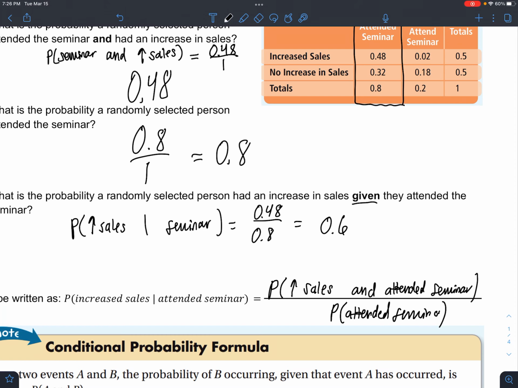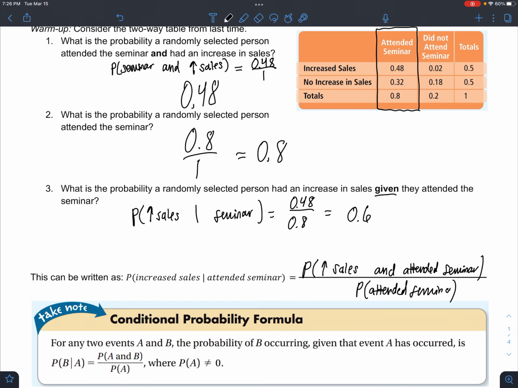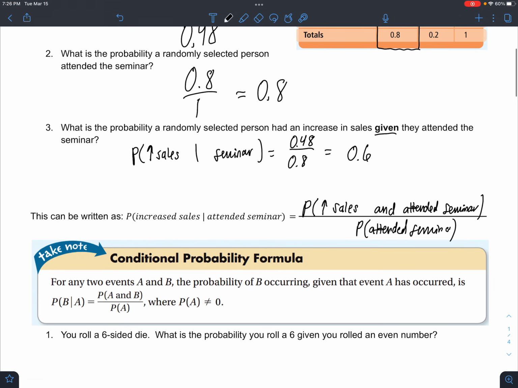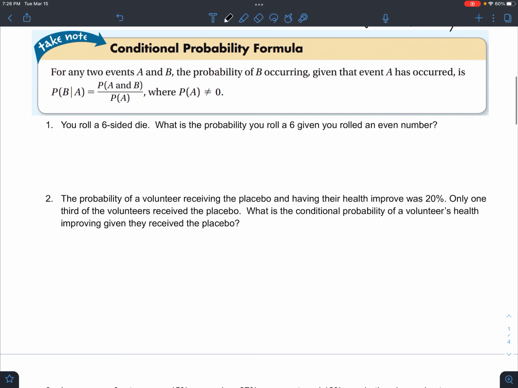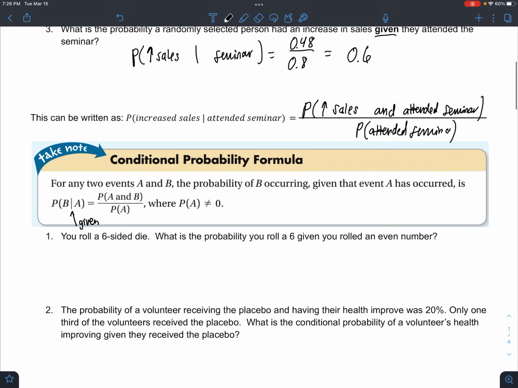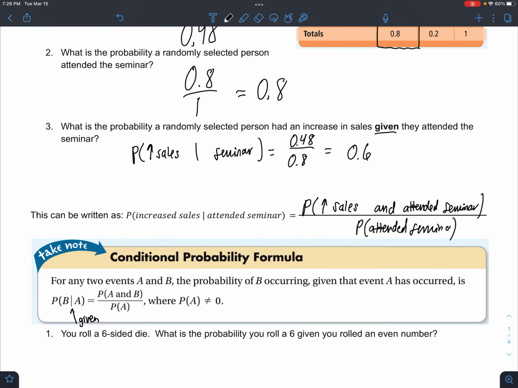And rather than keep talking about a seminar and sales, let's generalize it. So the conditional probability formula, which we just used in number 3, has this form. So two events, A and B, the probability of B occurring given that A has occurred. Remember, this line means given. So it's read: the probability of B given A is the probability of them both happening divided by the probability that the given occurred. Because remember, if you're given something, it always changes the denominator, right?